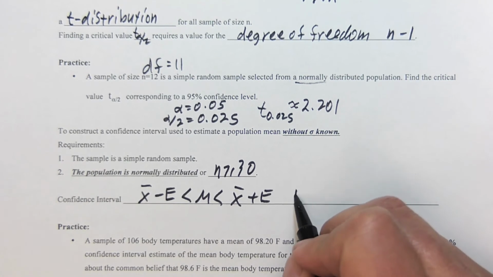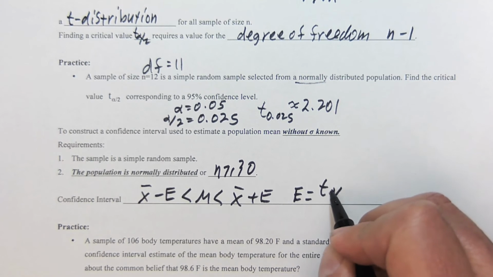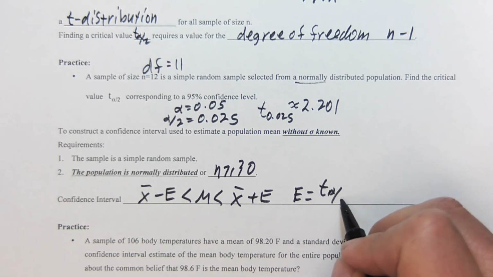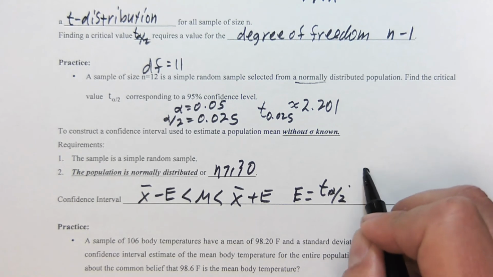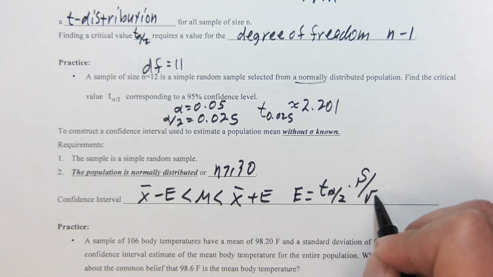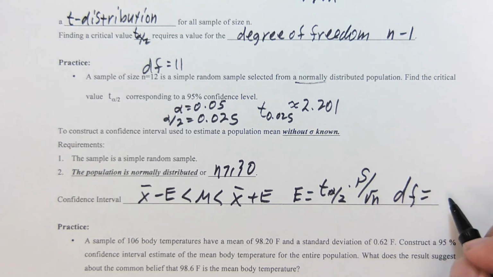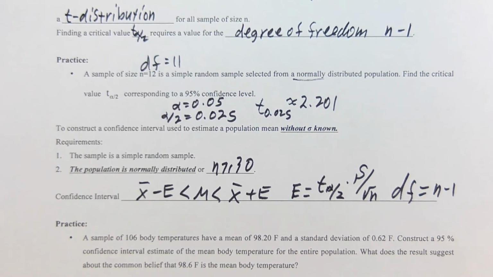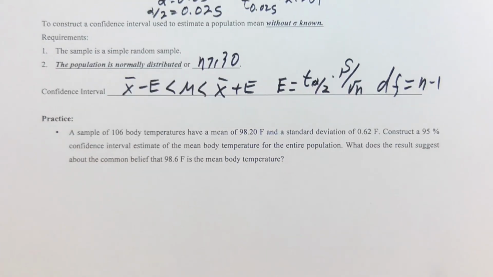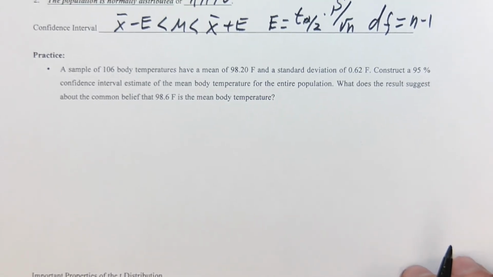And this is where E is t sub alpha over 2. Again, we use t when the population standard deviation is not known. This is times standard deviation divided by root n. The degrees of freedom is n minus 1. And we are going to use this formula. Let's see if I can keep that on the screen.